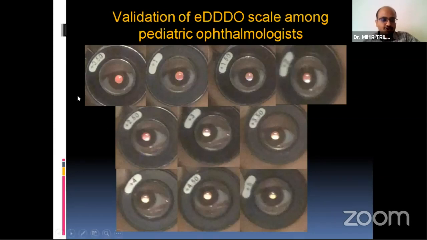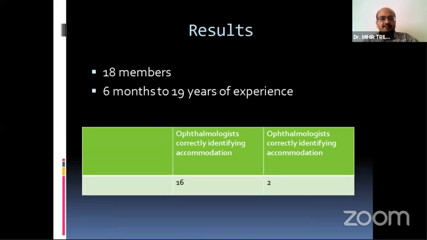Eventually, the test was subjected to a survey with pediatric ophthalmologists, who were provided with this standard photograph, as you see over here. From the left panel in the upper part to the lower right panel, there is an increasing amount of accommodation. This was utilized by the faculty of GPOS, 18 pediatric eye surgeons with 6 months to 19 years of experience, who used this standard photograph to detect abnormal accommodation in children. And 16 ophthalmologists could correctly identify accommodative abnormalities using this test and the standard photographs.